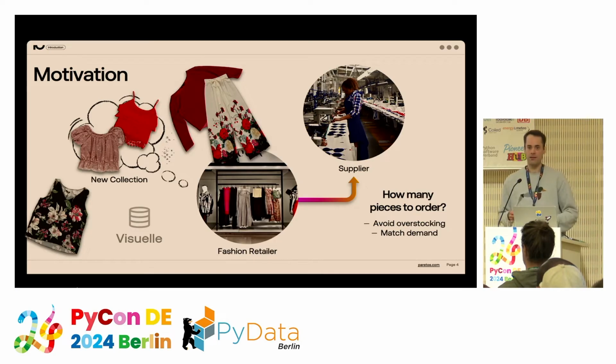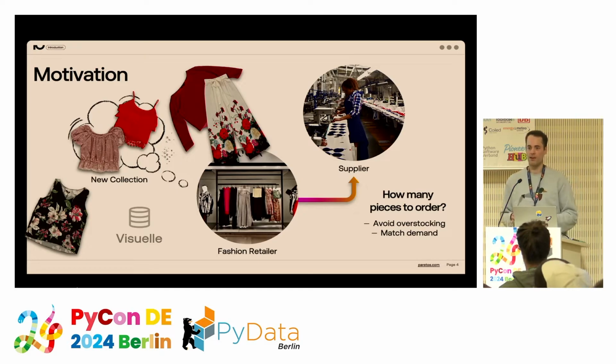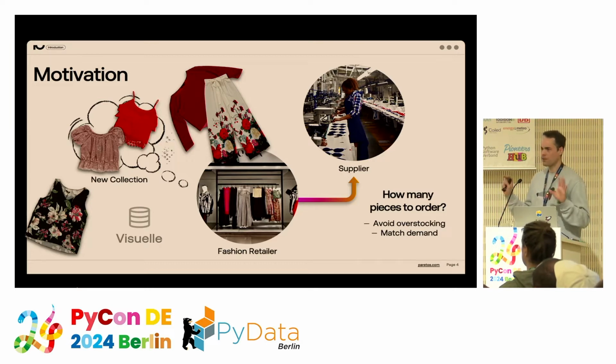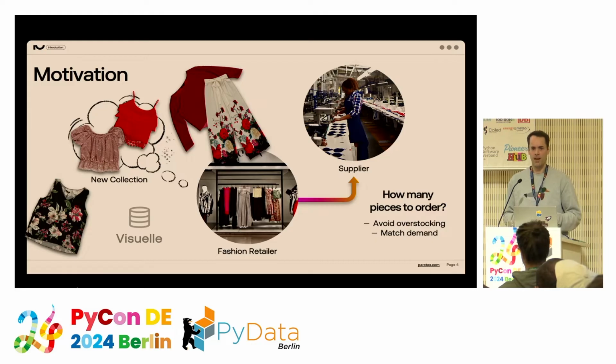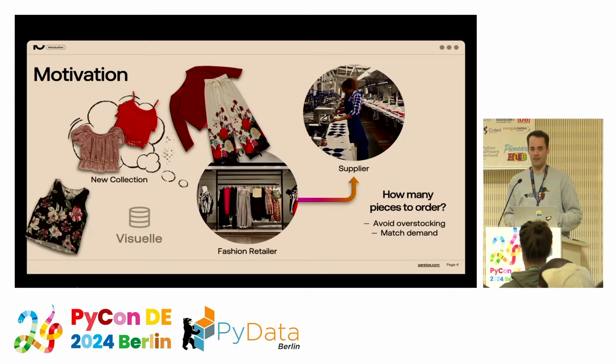The examples we are looking at are drawn from a real data set. We'll also give you the reference later, so you can play with it and try it out. It's called Visuelle. It's a data set consisting of around 5,000 items from a real Italian fashion company. It contains data of around 4 years, and the product images are taken from that data set. They have descriptions and so on, and most notably, they contain the time series data of the historic sales that you want to learn from.